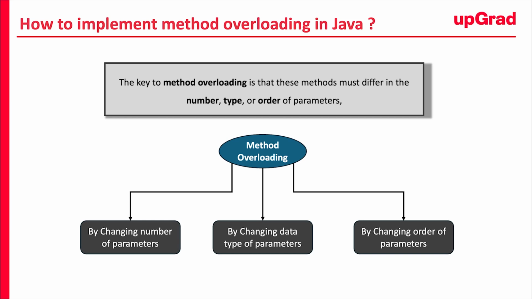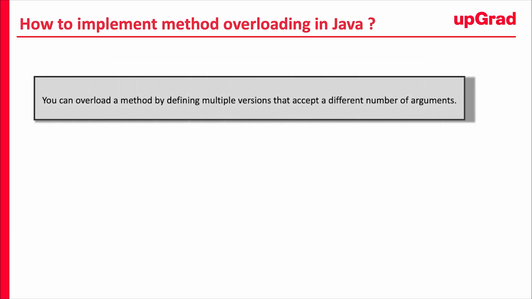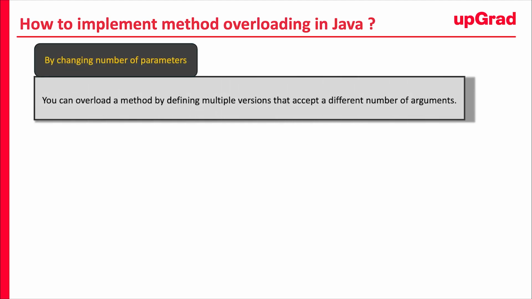So method overloading by changing the number of parameters. All right. Now you can overload a method by defining multiple versions that accept a different number of arguments. For example, one version of a method might take one parameter and another might take two parameters.